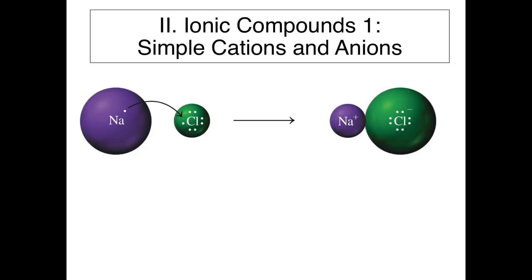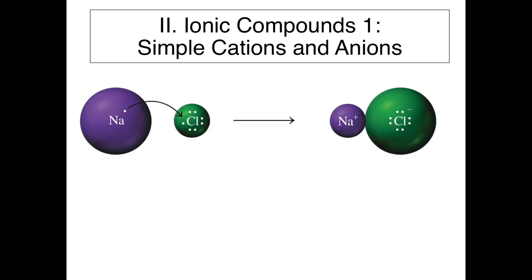But the main thing they share in common is that they involve ions. So to illustrate this point, let's take a look again at sodium and chlorine combining together in an ionic fashion. When sodium gives away its electron to chlorine, sodium becomes a positive ion, and when chlorine receives that electron from sodium, chlorine becomes a negative ion.